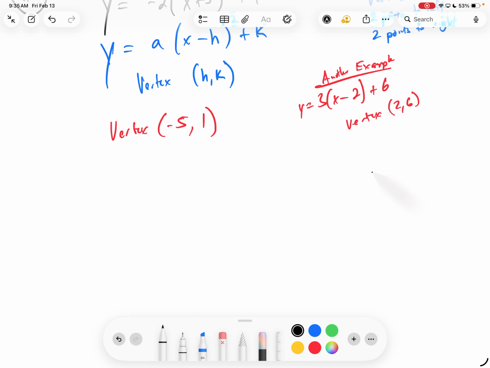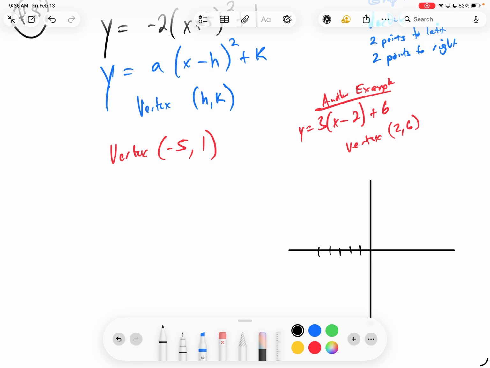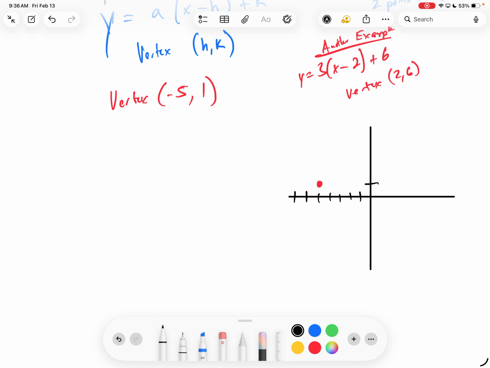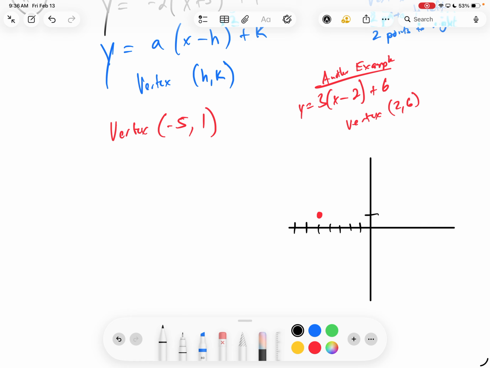So if we want to go ahead and graph that, we can, just so we can see it. -5, 1. 1, 2, 3, 4, 5, +1. -5, 1. All right, from there, we have to find 2 points on the left and 2 points on the right. We're going to use symmetry to make our life easier here.